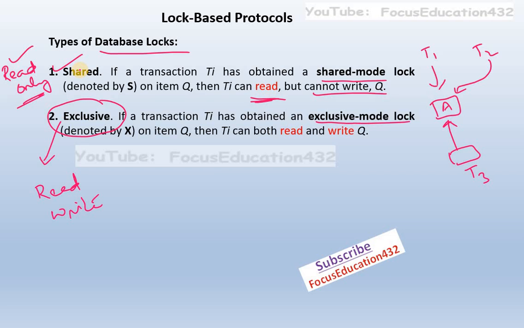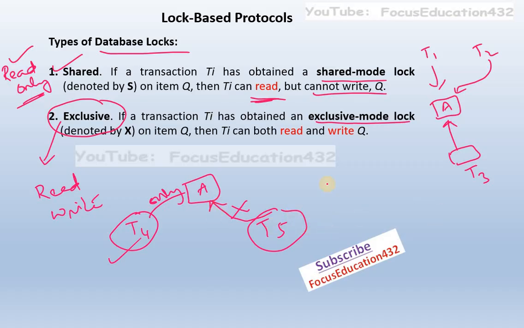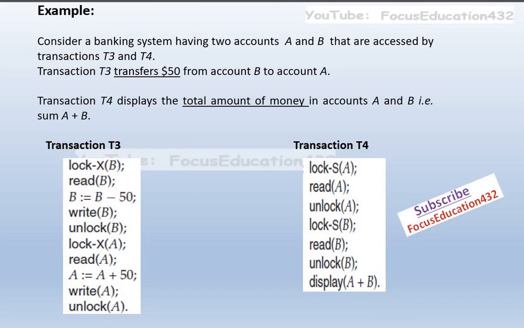Exclusive means if we want to make changes to the value of an account balance, then only one transaction can access that lock. Until it completes, any other transaction can neither change nor read. That we have to understand. For example, if a transaction T4 has obtained an exclusive lock for account A, only T4 can change, read or write. If another transaction tries to access it, that is not allowed because the exclusive lock is given to T4. So exclusive is for only one, shared is for more than one.